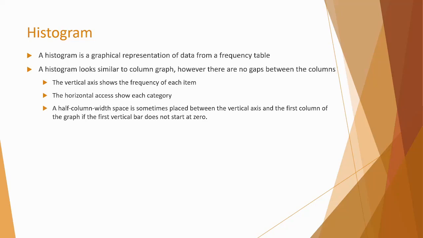Now, when we're drawing this, sometimes we leave a half column space at the start. This is so that we state that the numbers aren't starting from zero. Histograms are usually used for frequency tables of numerical data. If you're not sure the difference between categorical and numerical data, click the link above.